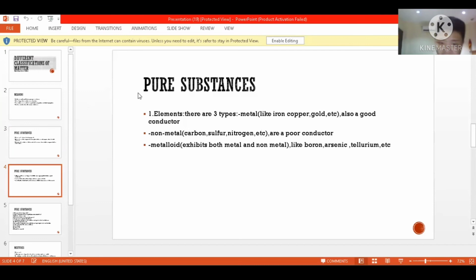Now the elements have three types. One is metal, and there are a lot of them in the periodic table of elements, and non-metal, which are quite few, but the name is the same as in the periodic table of elements. Metalloids or semi-metals in the periodic table of elements are this.